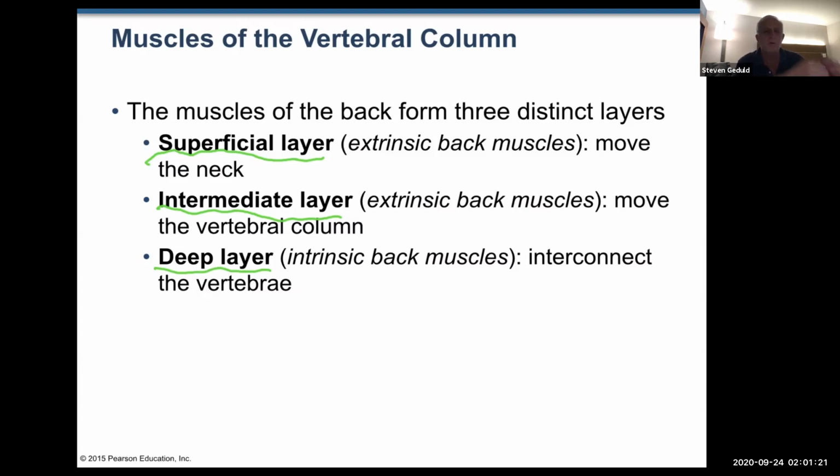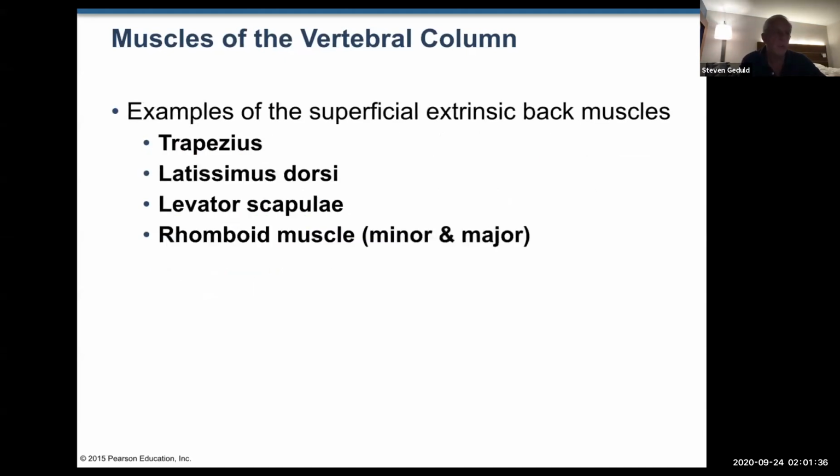So the muscles that are between the vertebrae are deep. Going out from that, you have muscles that move the vertebral column. Going out from that, you have muscles that move your neck. So it's just layers of going from the superficial layer and inwards to the deep layer. That's how they're arranged. Examples of superficial muscles of the back are your trapezius, latissimus dorsi, levator scapulae, and the rhomboid muscles, both minor and major.